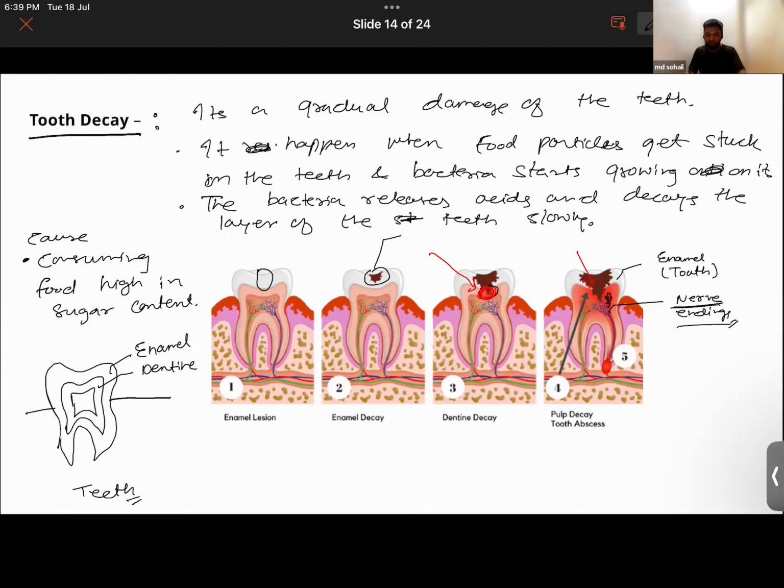Okay, these are all layers of the teeth. Then comes another layer. There's one more layer in it. See this third layer over here, that is called as what? That is called as pulp cavity.